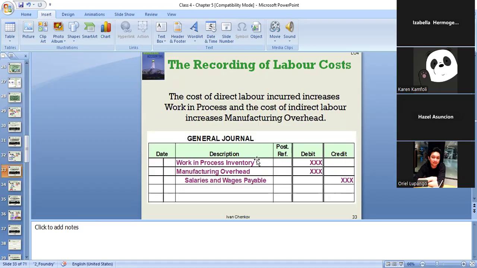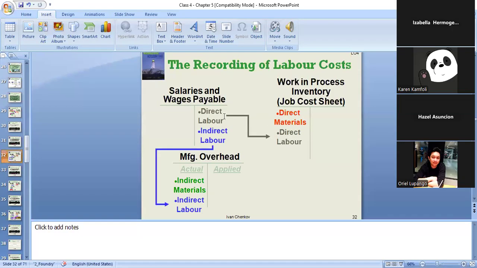Again, work in process, debit, manufacturing overhead, debit, and salaries wages payable, credit. So, Professor, can you repeat really quick that everything that goes out is credit? Yes, everything that's going out is credit. Here it is going out from the account on the credit side. Going into the account is debit.